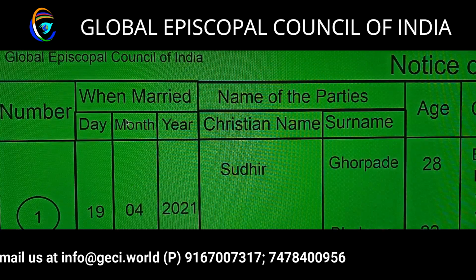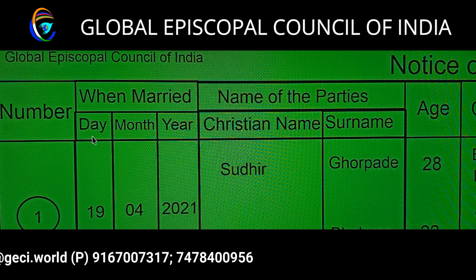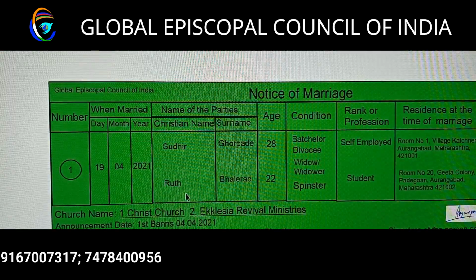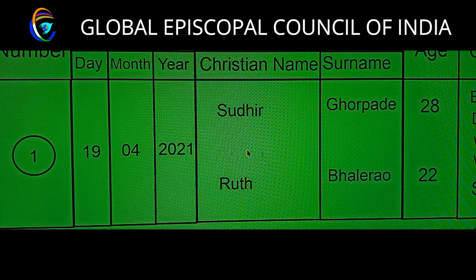The next is called when married, and you have 3 columns here. The first one is the day, month and year, and since both the persons are going to get married on the same day, you have to just mention it once. This just looks neat and presentable. Since they're getting married on the same day, why put it two times? So you have 19/4/2021. Okay, so you have the day 19th, month 4, and the year 2021.